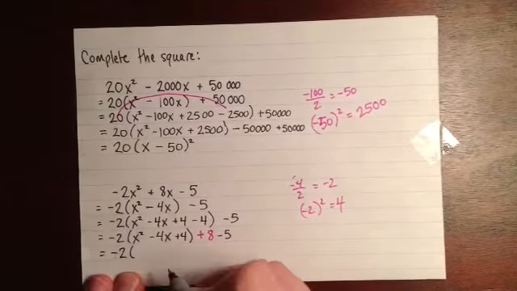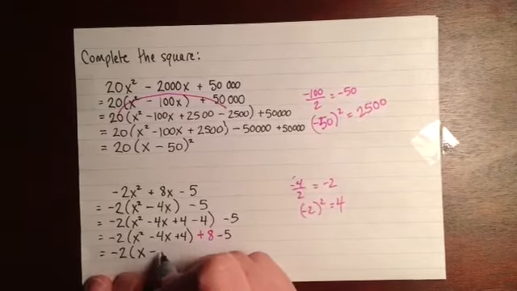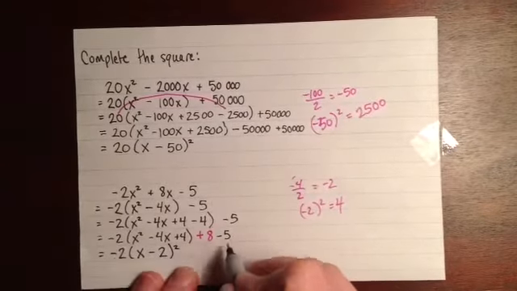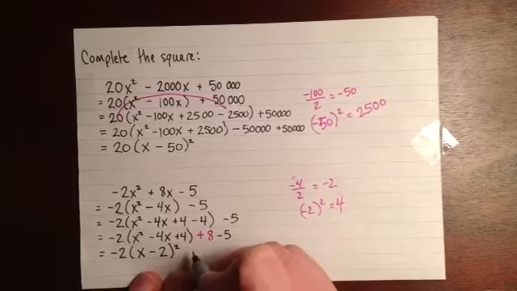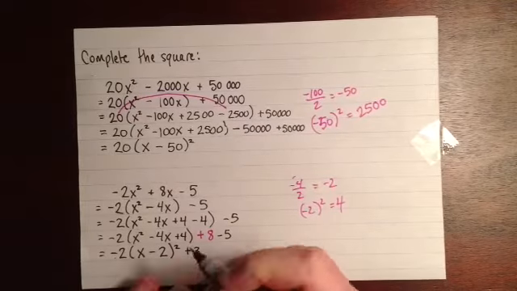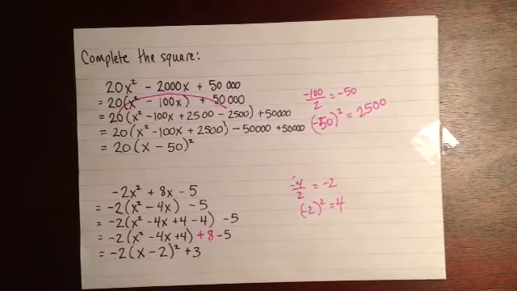Alright, and then we write this as a perfect square, negative 2 times x minus 2 squared. And then 8 minus 5 is plus 3. Alright, there you go. Good luck.